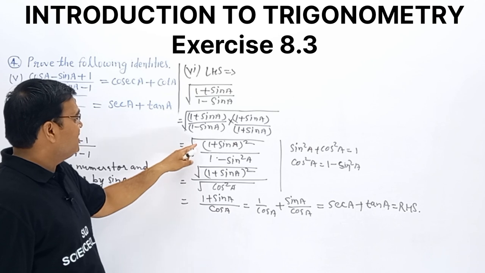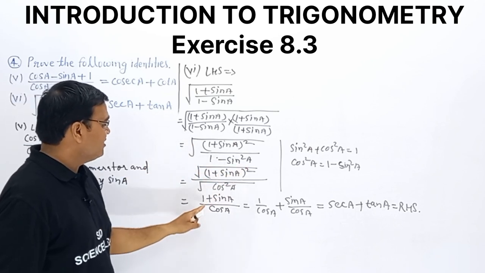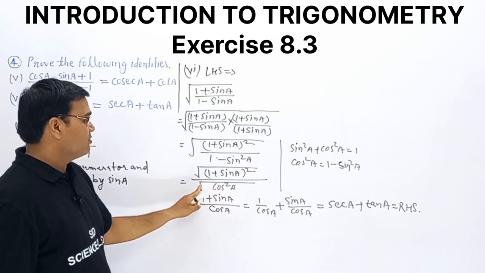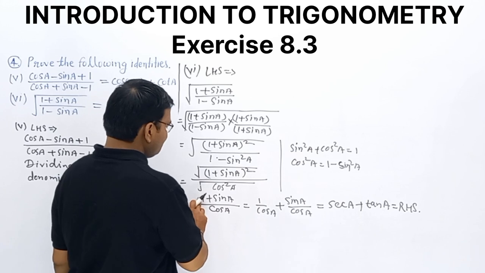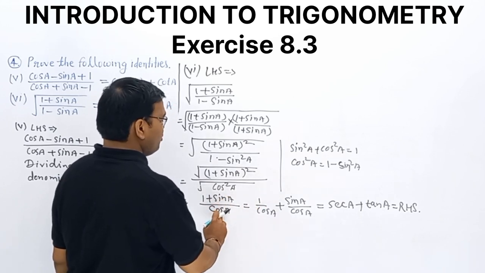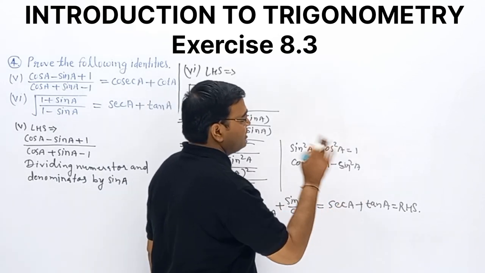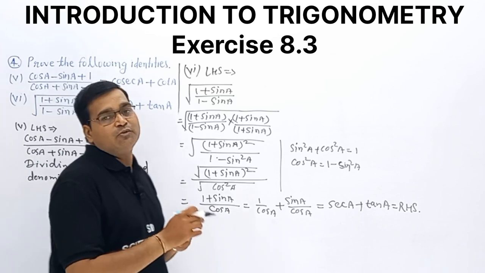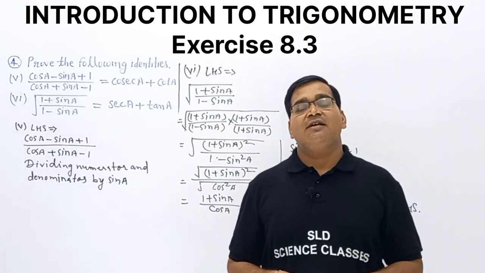Now we are splitting the square root. Once we solve this square root, we are getting 1 plus sin A in the numerator. In the denominator we are getting a square term, so the square root is removed and we are getting cos A. So now this can be written as 1 upon cos A plus sin A upon cos A. 1 upon cos A is sec A, sin A upon cos A is tangent A. So we are getting the RHS. So we proved the question. I hope you understand these things. That's all about this class. Thank you.